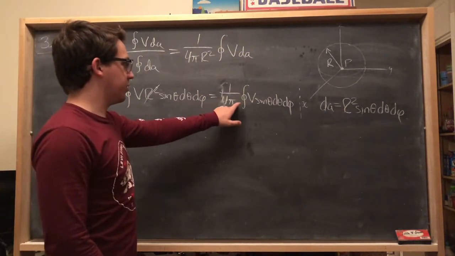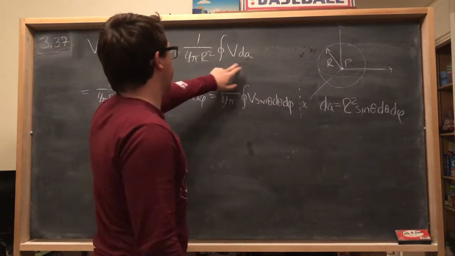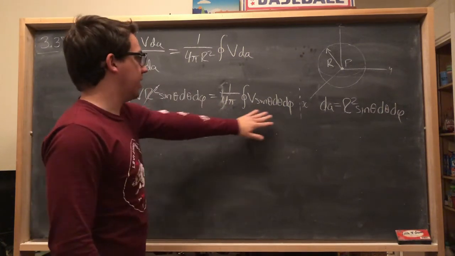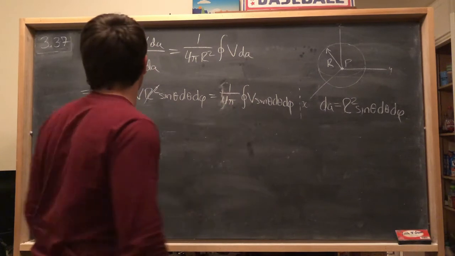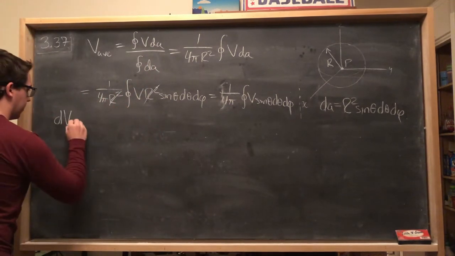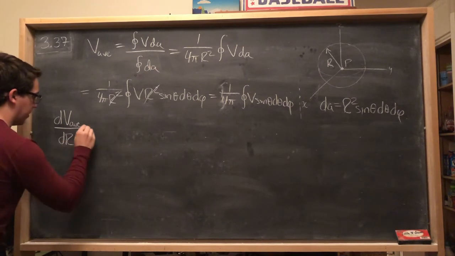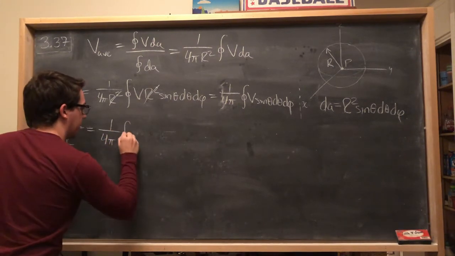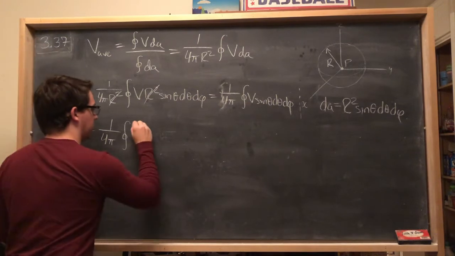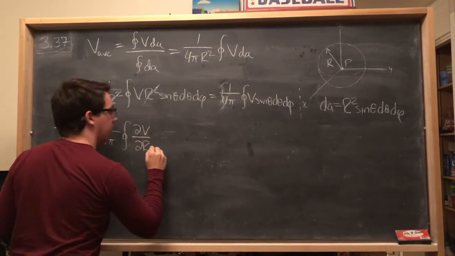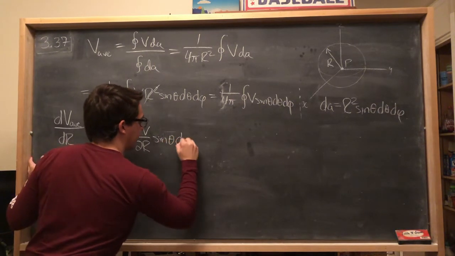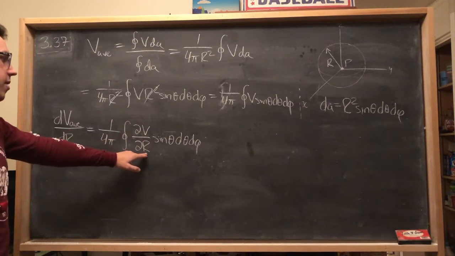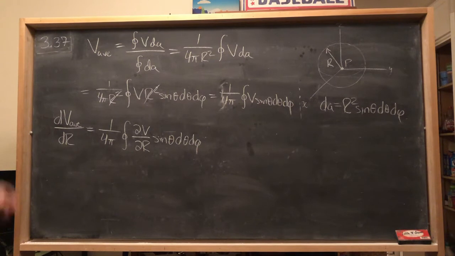And so this is what Griffiths mentioned in the problem, that the r squared dependence of dA cancels with this r squared out here, and so then the only r dependence in this term is going to be in V. And so then when we differentiate V average with respect to r, we can move this derivative into the integrand. And this is what it looks like, since again, V is the only thing that has a capital R dependence. None of these other terms do.